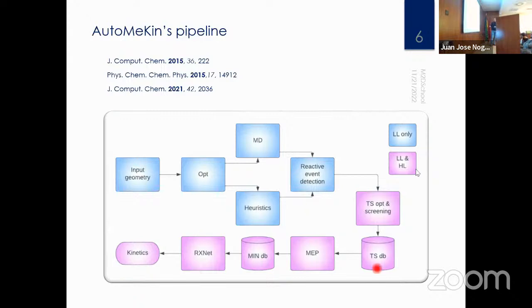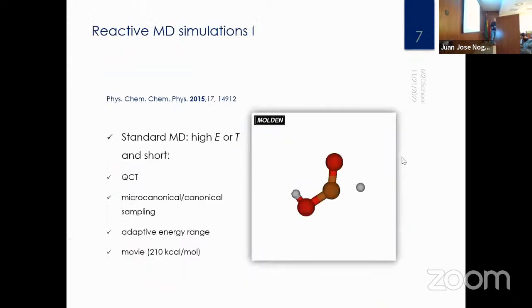And now I'm going to go through the different steps to explain them in more detail. So we have two types of MD simulations. What we call here standard MD is where we put a lot of energy, or temperature, into the system, because we want the molecule to break apart in just a few femtoseconds. And by few, I mean something like between 100 and 500 femtoseconds, something really fast.